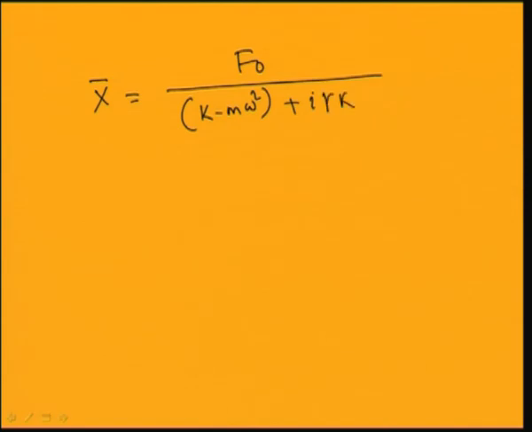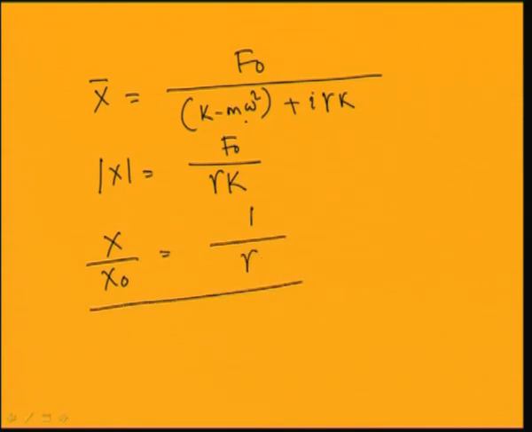So, the amplitude at resonance you can find. The amplitude, mod x, will be equal to, at resonance, this part equal to 0, and it will be equal to f0 by gamma k. So, at resonance you can see that this is equal to f0 by gamma k. So, now you can write x by x0 in this case equal to 1 by gamma. So, the sharpness of resonance in this case will be equal to 1 by gamma.